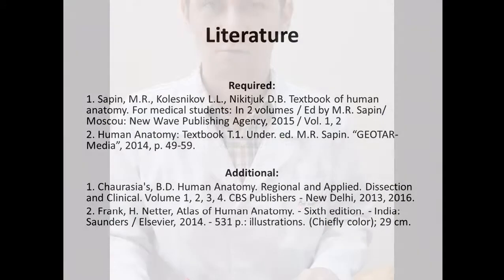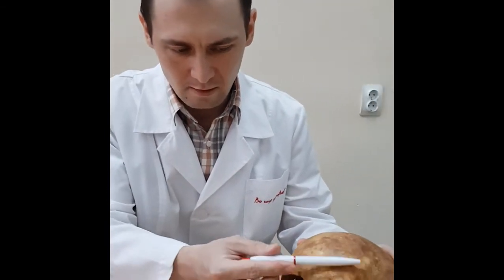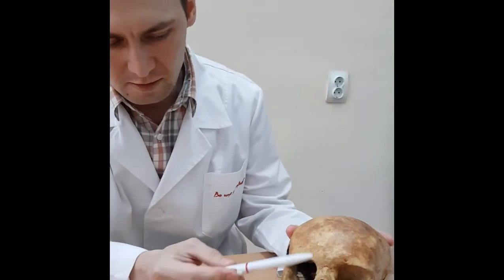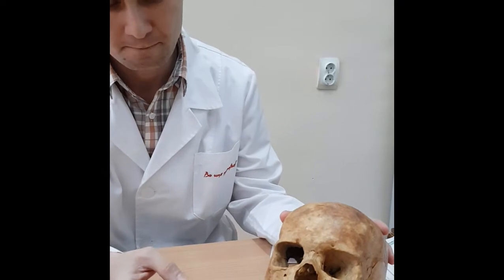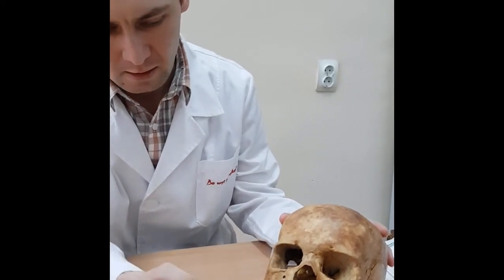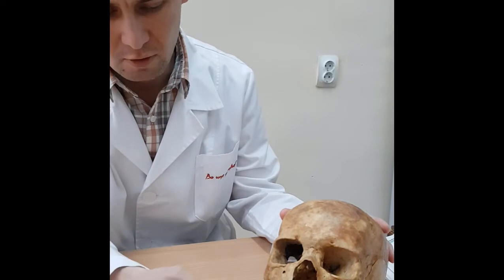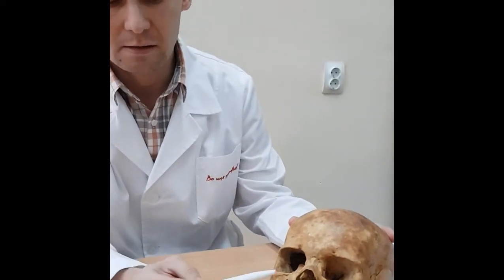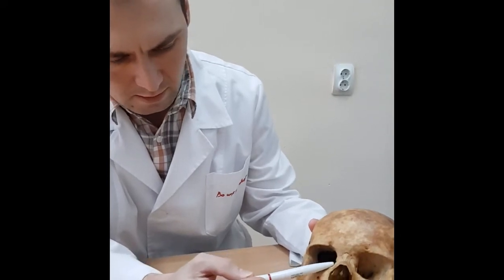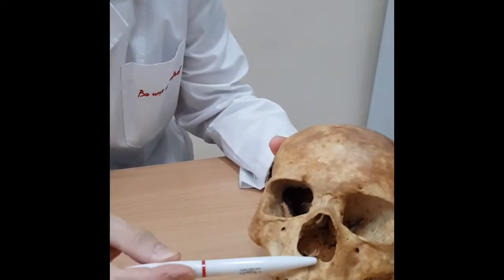List of the literature. Today we are going to discuss the skull and bones of the facial skull. Facial skull. These bones form the face of a human, orbit, nasal cavity, and oral cavity. Some of these bones are paired and some are not paired. First, we are going to discuss the maxilla. This is the maxilla. It's a paired bone.